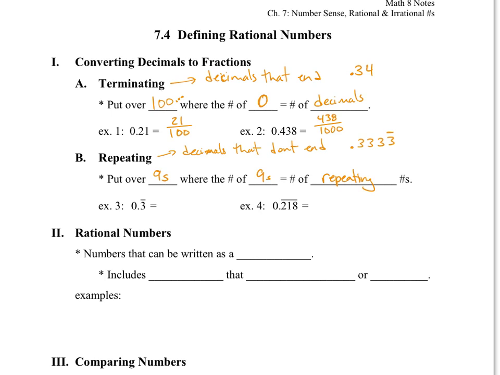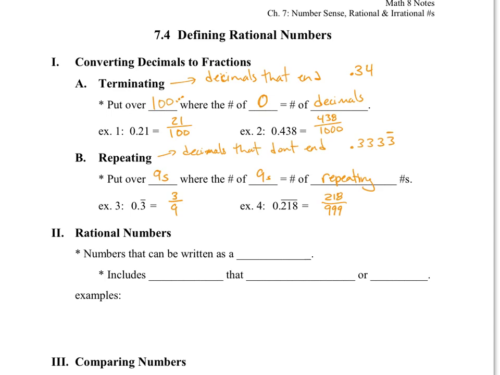So what does that mean? This first one, we take the 3, you put it on top. It'll just be 3 over 9. And how many numbers are repeating in that one? Just one number is repeating, so we have one 9. The next one we have 218. How many numbers are repeating? 3. So 999. So that's how you tell if it's repeating versus not repeating.